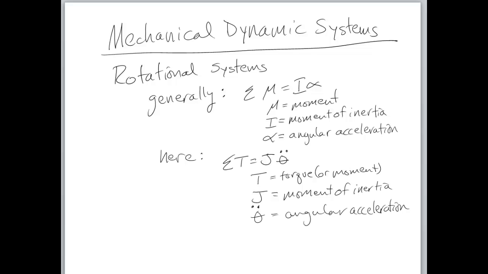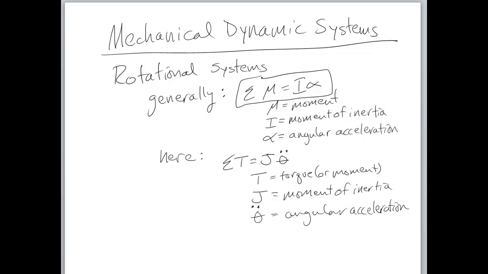In this lecture, I'm going to talk about rotational dynamic systems. In your previous dynamics book, you probably saw the equation which is the equivalent of F equals ma, Newton's second law equation, in the rotational sense, as the sum of the moments equals I alpha. In this class, we're going to be using that same equation, but just with different terms.